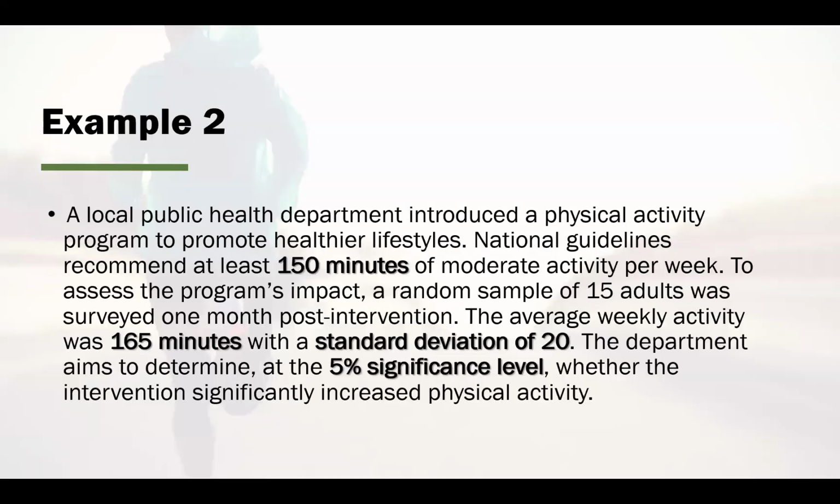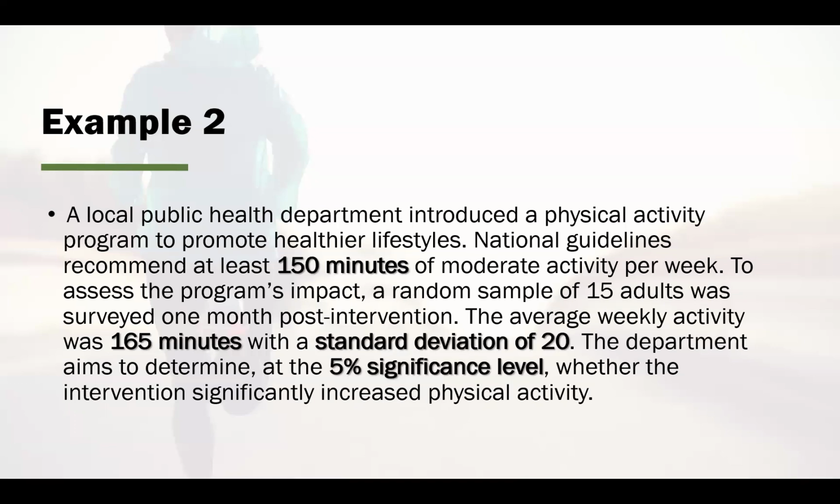Okay, so now we come to the second example. I will emphasize the terms which, if we keep them in mind, will make it easier. So let's go through the second example. A local public health department introduced a physical activity program to promote healthier lifestyles. National guidelines recommend at least 150 minutes of moderate activity per week. To assess the program's impact, a random sample of 15 adults was surveyed 1 month post-intervention. The average weekly activity was 165 minutes with a standard deviation of 20. The department aims to determine at the 5% significance level whether the intervention significantly increased physical activity.